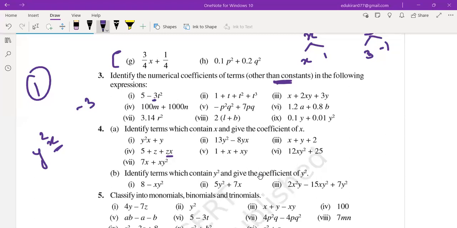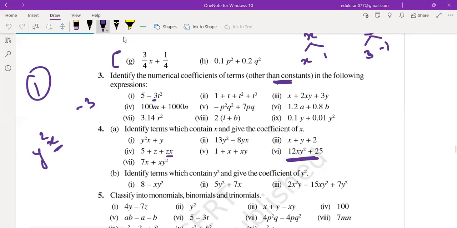Ma'am, is that correct? Yes, correct. Ma'am, I have a doubt. What, Sindhu? Can you please repeat the coefficient? I got 12y square. Yes, correct. Ma'am, they asked to identify the terms which contain x and give the coefficient of x, right? But in the question which Sandhya said, 25 doesn't have x, right? So she only said 12xy square, right? No, ma'am, she also said 25.